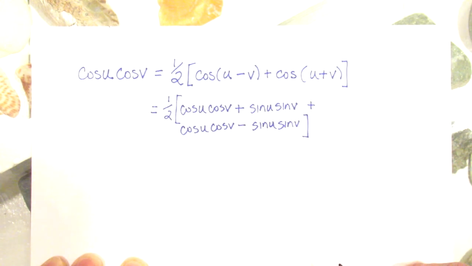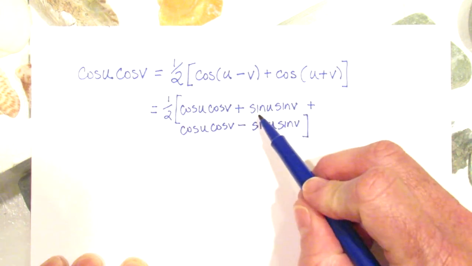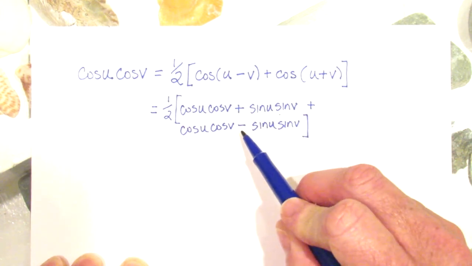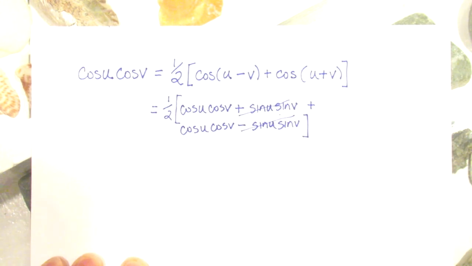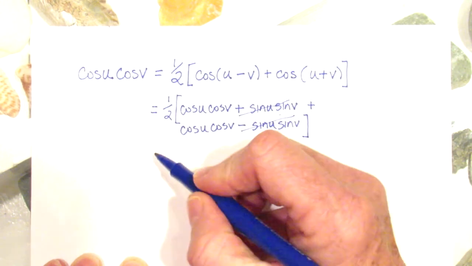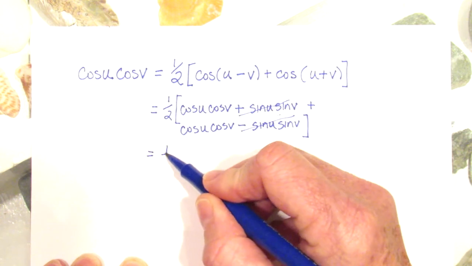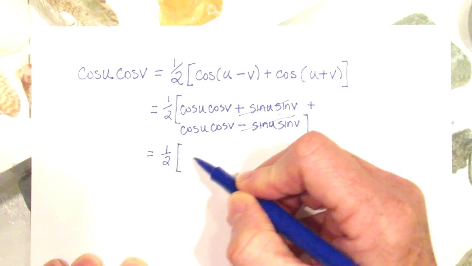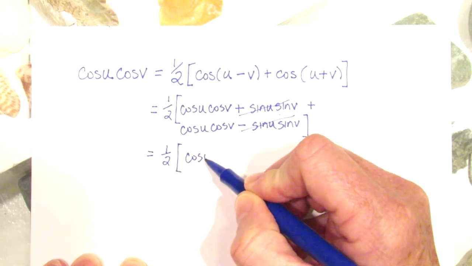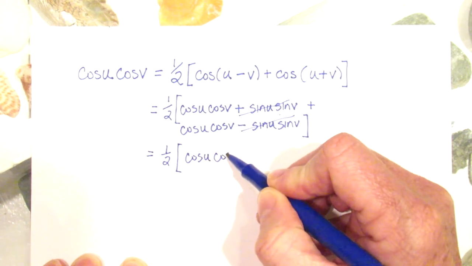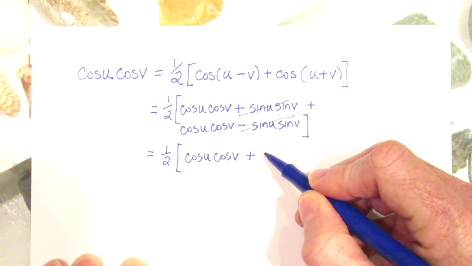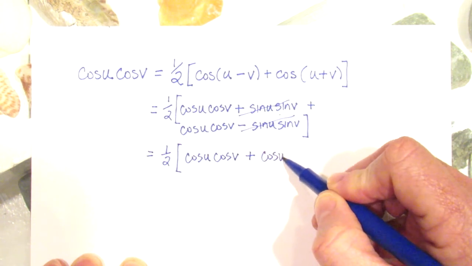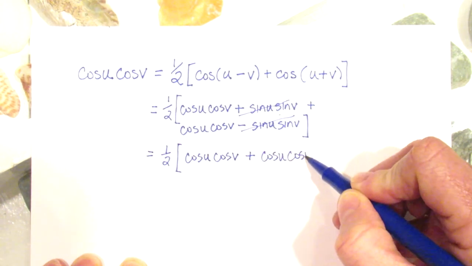And we get some things to cancel out. That's kind of why I stacked things like that. Notice that this expression is the opposite of that expression. So when you add them together, they will cancel out to 0. And that leaves me with the 1/2, and then cosine of u times cosine of v plus cosine of u times cosine of v.